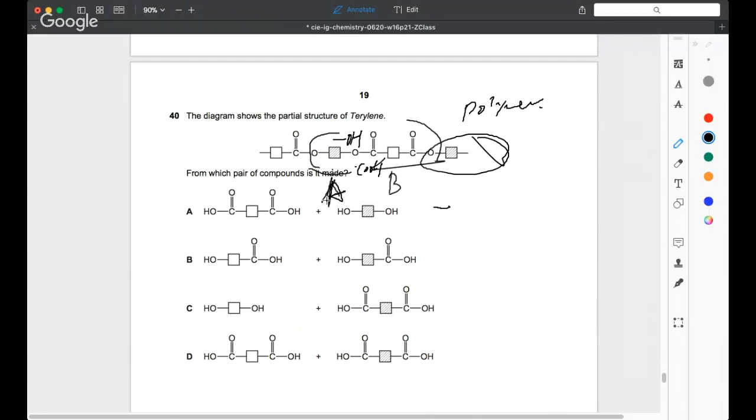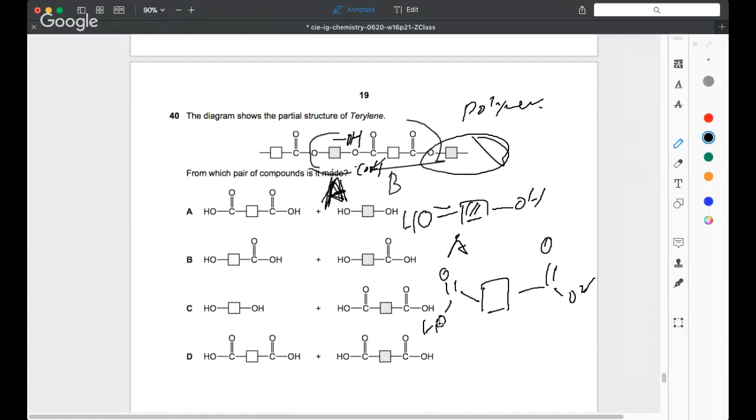For monomer A, we need something that has alcohol groups at both ends. So it would be like this. This is monomer A, and for monomer B, again we need carboxylic groups at both ends. So this will be monomer B, and this reacts with that to produce a series of ester linkages. So which one is the right answer? That will be A.